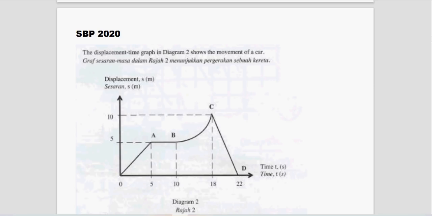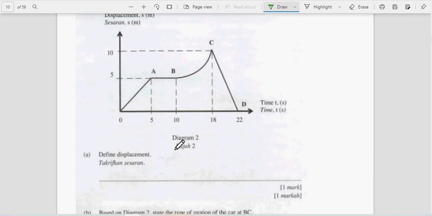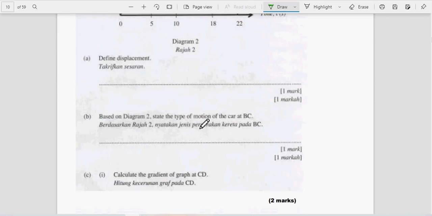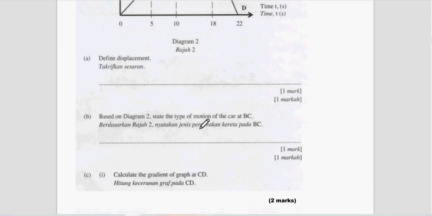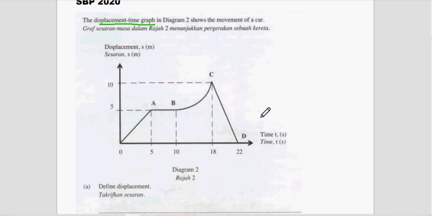Alright. Okay, SBP 2020. So this is a graph of displacement time. Then look at the question. So define displacement. Sama macam question that we discussed just now. So cikgu skip. And then based on graph 2, diagram 2, state the type of motion. Do you see or not? Soalannya hampir sama. Type of motion of the car at BC. Focus on BC.